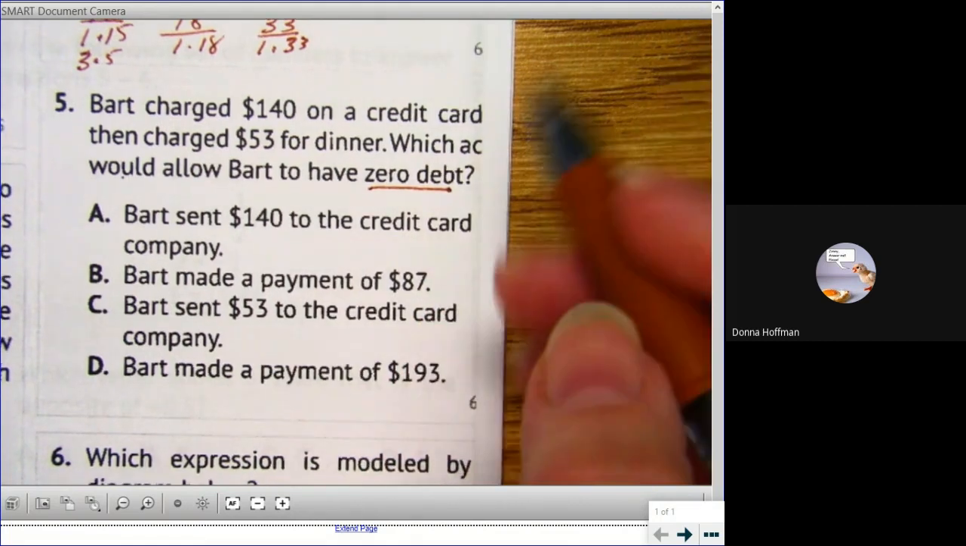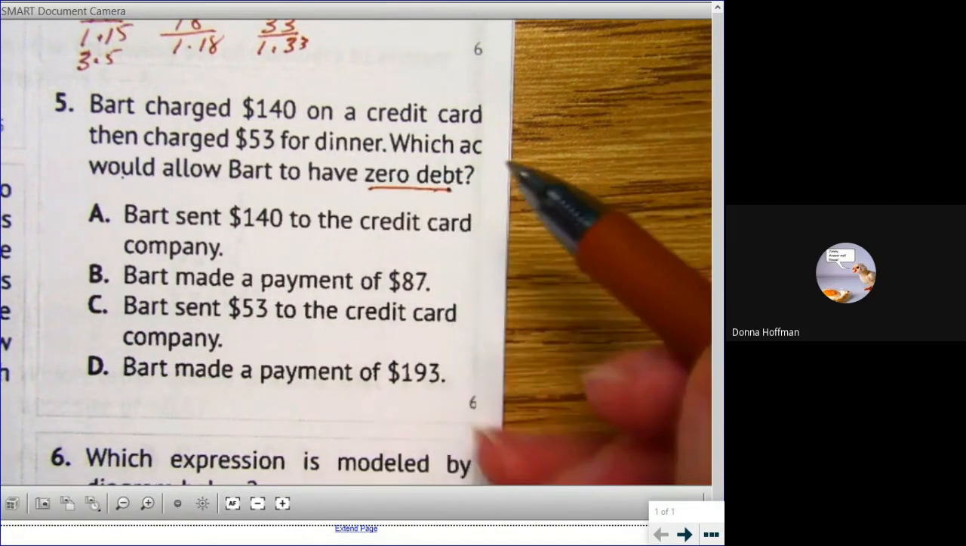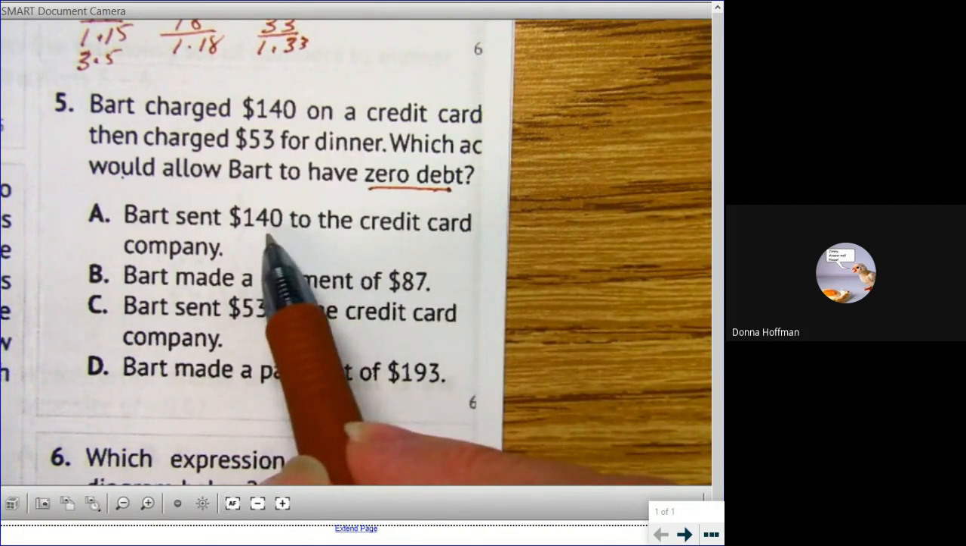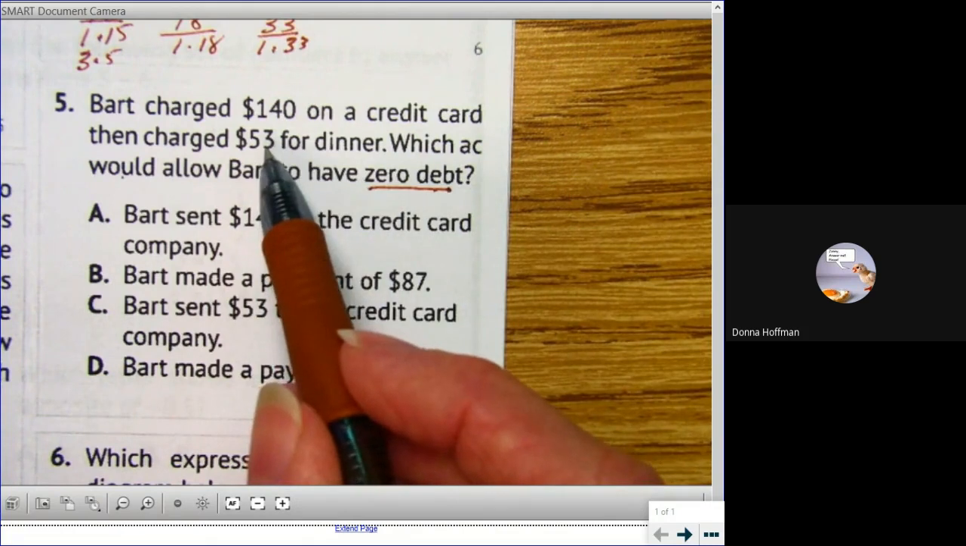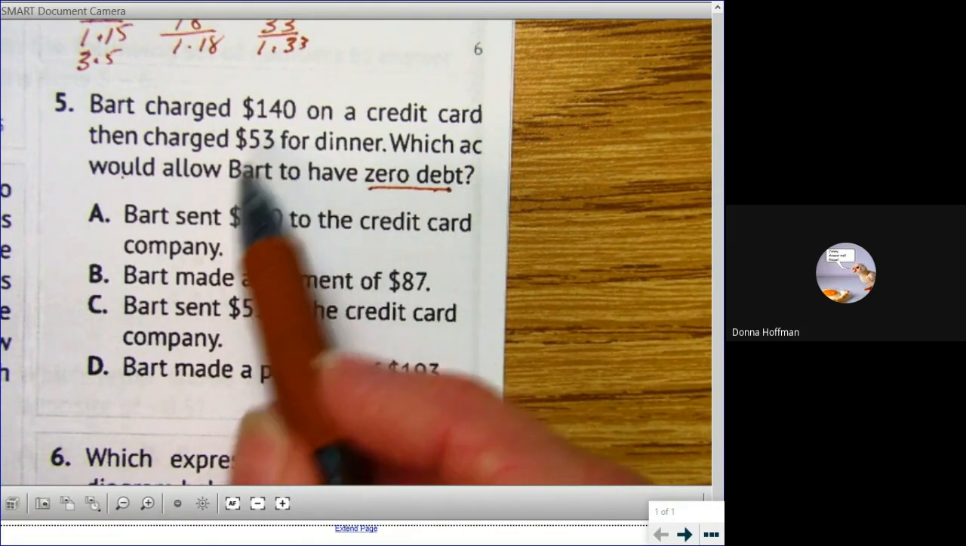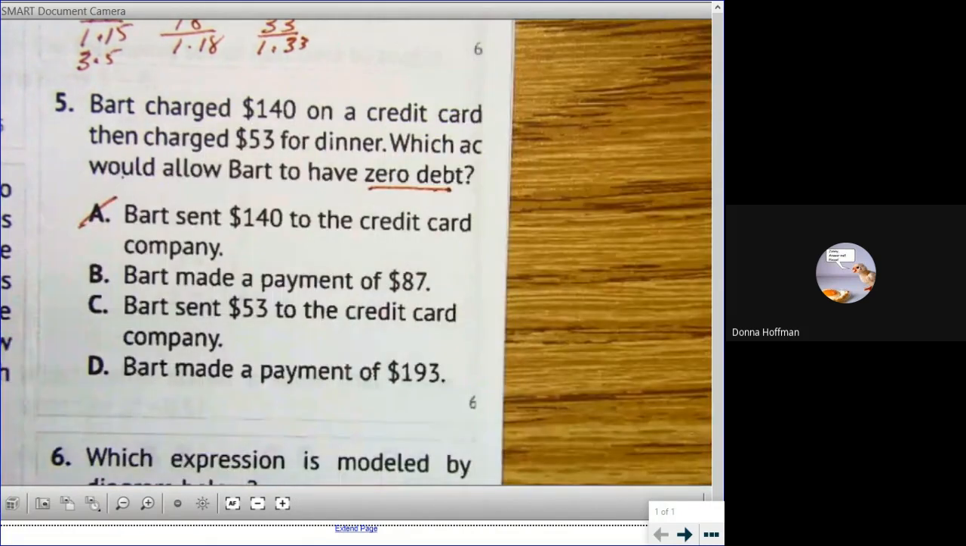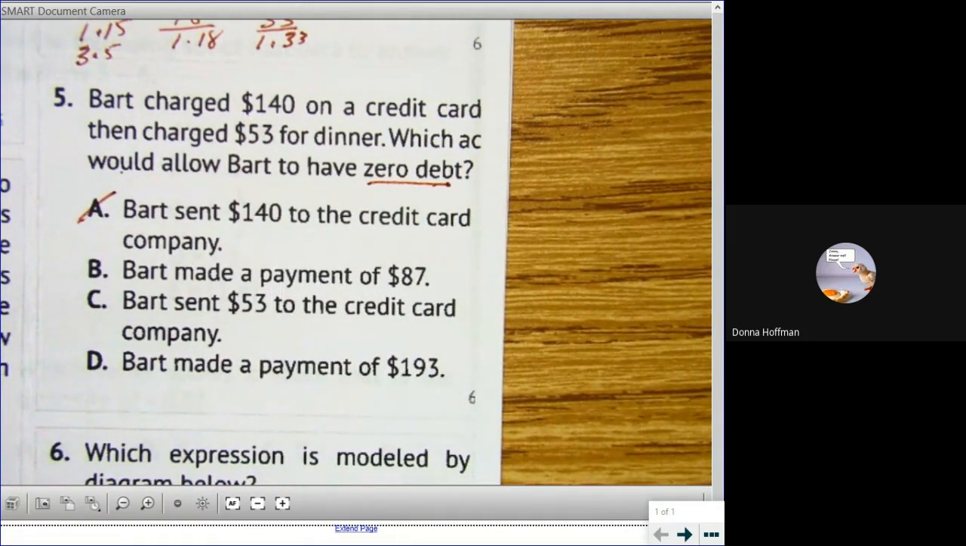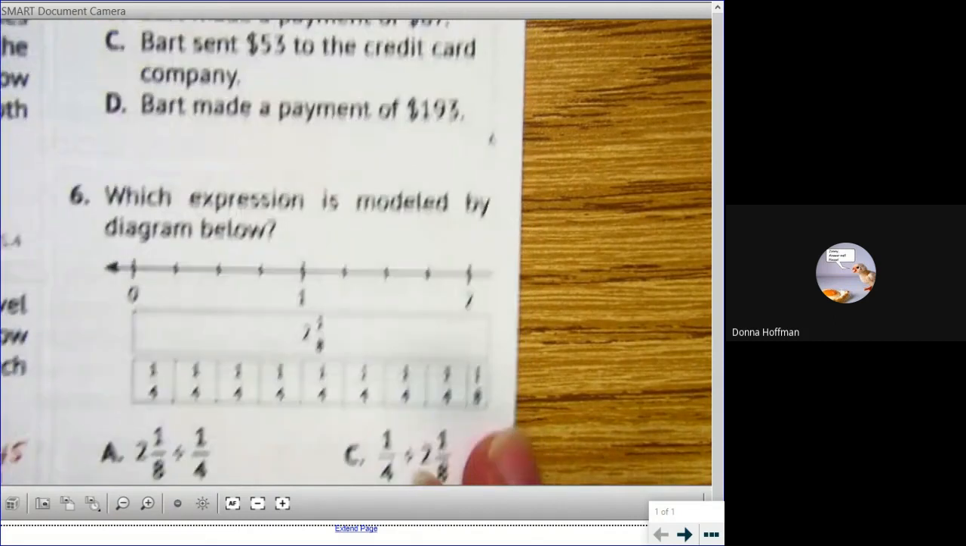Okay. So I want a 0 debt. I can't just send them $140 because then I'm going to leave the credit card company $53 short. So A is not an option. So that's kind of the way you have to think about this. Okay. So I'll let you go with that one and come up with your answer.